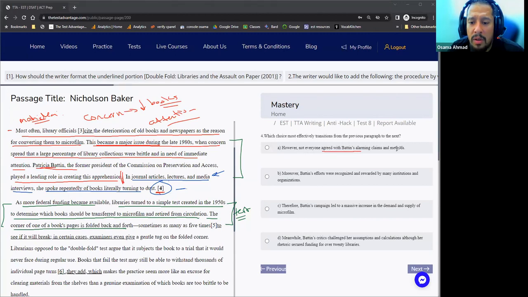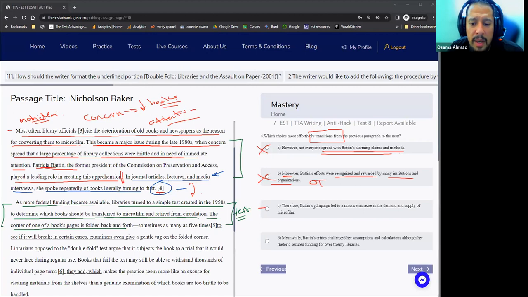However, not everyone agreed with Batten's alarming claims and methods. طيب تمام. If this is true, لازم الجملة اللي بعدها يقول لي مين هو that don't agree مثلا، ليه or why don't they agree with the methods. فإجابة A مش عاجبني، right. إجابة A is okay يعني، بس إجابة مش كويسة. Moreover, Batten's efforts were recognized and rewarded by many institutions. طبعا ده off topic عشان احنا عايزين transition, right. So transition معناها بخش على paragraph اللي بعديها. paragraph بعديها ما كلمنيش عن rewards for Patricia.